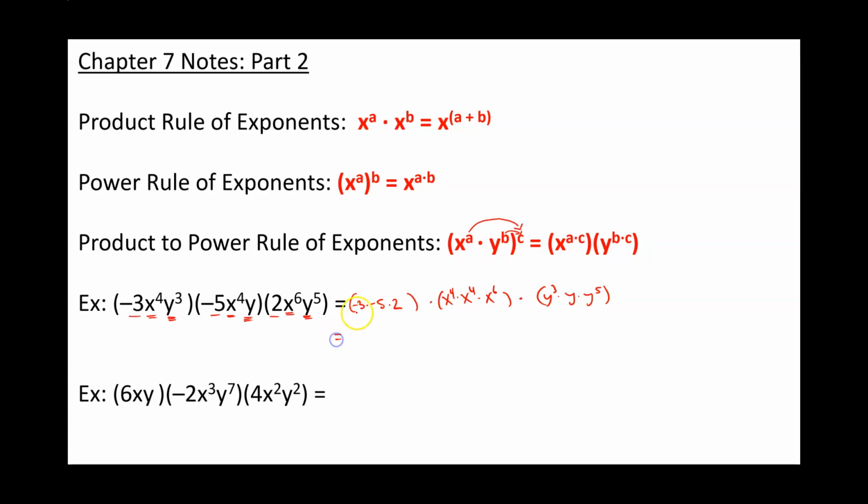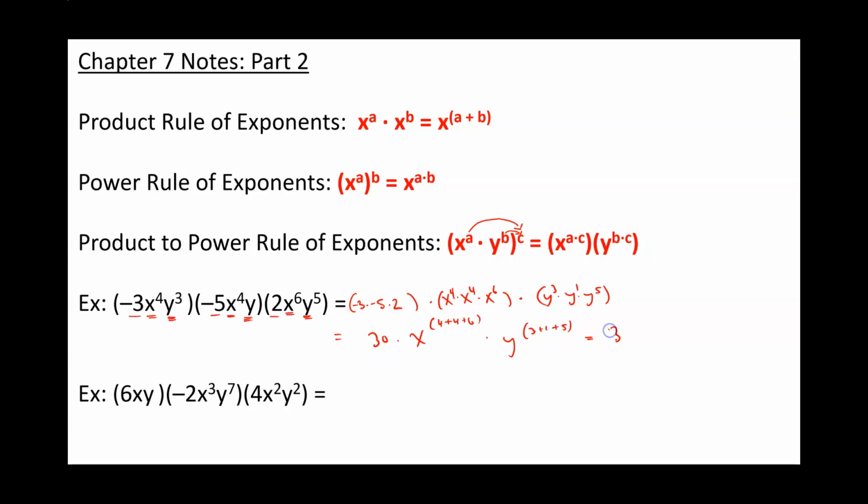Okay, now if I multiply, this is 15 times 2 is 30. Now, when I multiply the same base, I'm going to add the powers. So I'm going to be adding 4 plus 4 plus 6. Same over here, when I multiply the same base, I'm going to be adding the powers. So I'm going to add 3. And if there's no exponent, there's an exponent of 1. So I have 3 plus 1 plus 5.